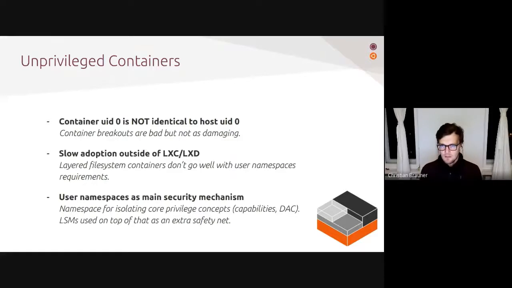And unprivileged containers, as you might have guessed, use the user namespace as the main security mechanism. And this is great because the user namespace is the namespace that is actually concerned with isolating core privileged concepts, so capabilities and discretionary access permissions. And LSMs, to some extent, are just the icing on the cake. They're used on top as an extra safety net. There are even advanced versions of such containers where you don't even map UID 0 in the container to any valid UID on the host. Or sometimes unprivileged containers aren't even started by root, but by fully unprivileged users on the host. So they provide a great additional security layer.